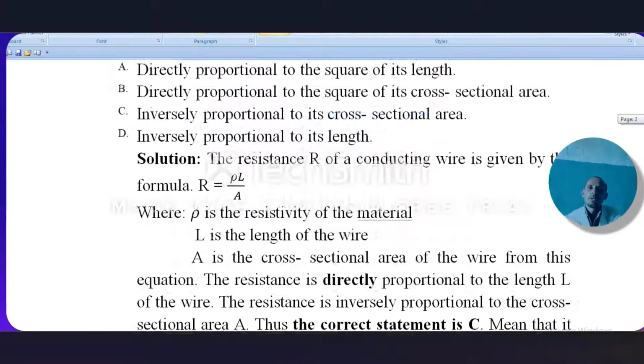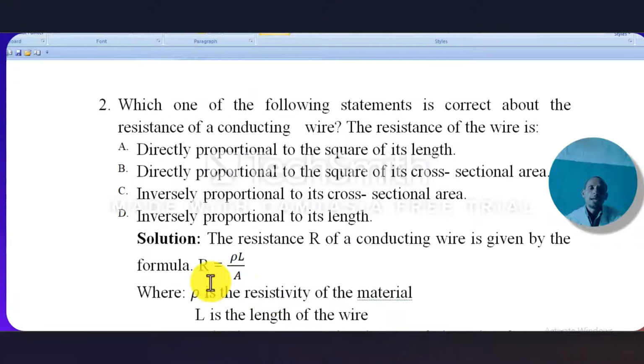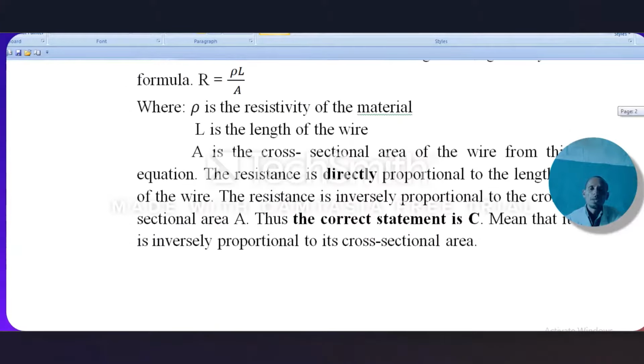From the given formula, R is the resistance of the conductor, R equals rho L over A. So the correct answer for this one is C, inversely proportional to the cross-sectional area. This means A is inversely proportional to R.